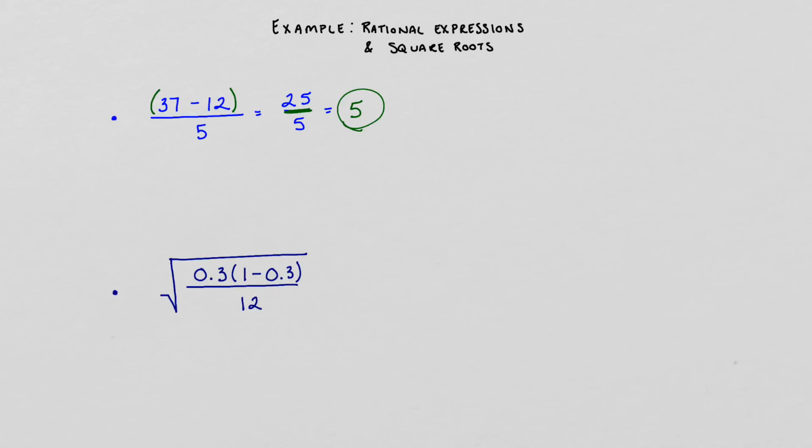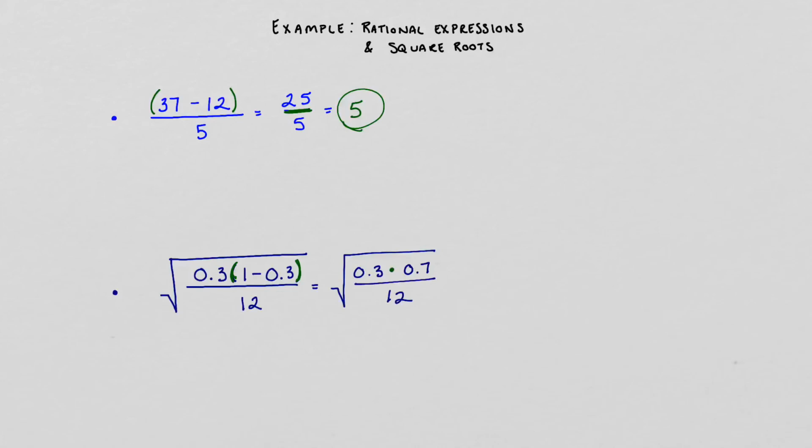For our second problem, we have the square root of 3/10 times the quantity of 1 minus 3/10, all divided by 12. We can treat the square root like a grouping symbol, or almost like a set of parentheses. In other words, our goal would be to clean up as much of the rational expression as we can before taking the square root. Our first step is to simplify the numerator, or the top part of the fraction. So using order of operations, let's go ahead and address the parentheses first. So this is going to leave us with 3/10 times 1 minus 3/10 would give us 7/10, all being divided by 12.